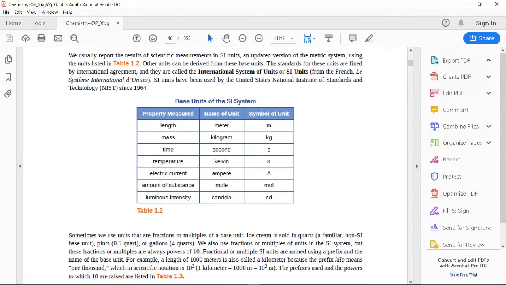We usually report results of scientific measurements in SI units, an updated version of the metric system using the units listed in 1.2. Other units can be derived from these base units. The standards for these units are fixed by international agreement, and they are called the International System of Units, or SI units. From the French, Le Système International des Unités. SI units have been used by the United States National Institute of Standards and Technology since 1964.